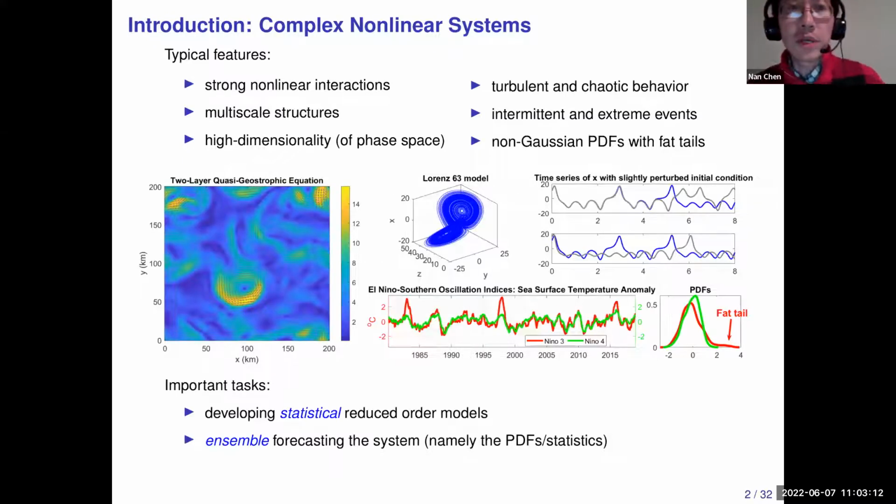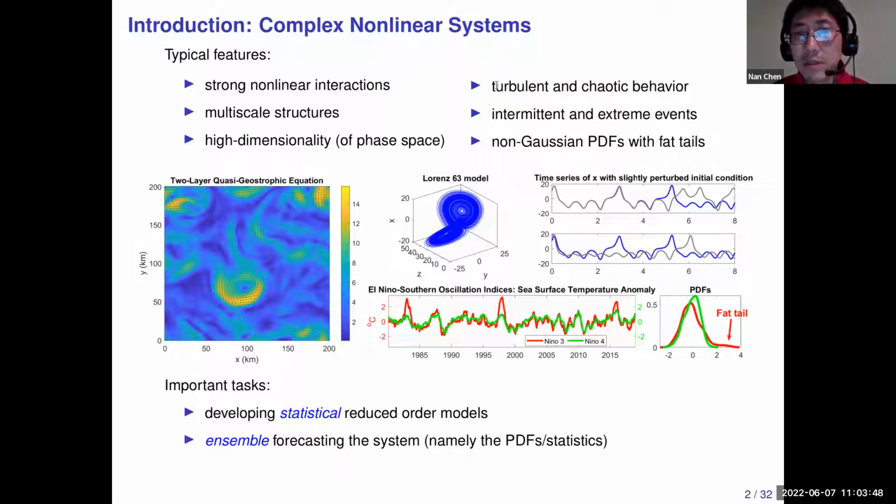So first, some very quick introduction about complex nonlinear systems. These complex nonlinear systems appear in a lot of areas, such as climate science, geophysics, material science, and engineering. They have a few typical features. First, these systems often have strong nonlinear interactions, and they have multiscale structures. Solving these systems is usually a big challenge because they usually have very high dimensions, I mean the high dimensionality of the phase space.